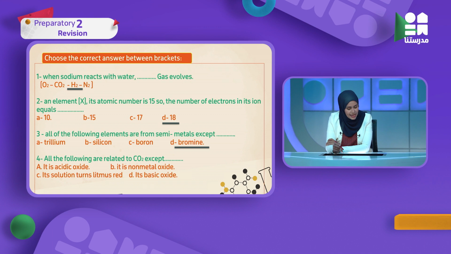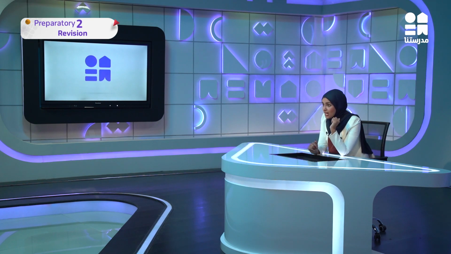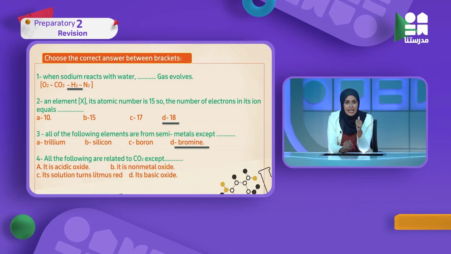All the following are related to carbon dioxide except. Carbon dioxide is carbon and oxygen, meaning I burn the carbon using oxygen. Carbon itself is a metal or non-metal? Carbon is a non-metal. So what are its basics? It forms an acidic oxide. What is the effect of an acidic oxide on litmus paper? Acid means red. So its solution turns litmus paper red. So A is correct and C is correct.